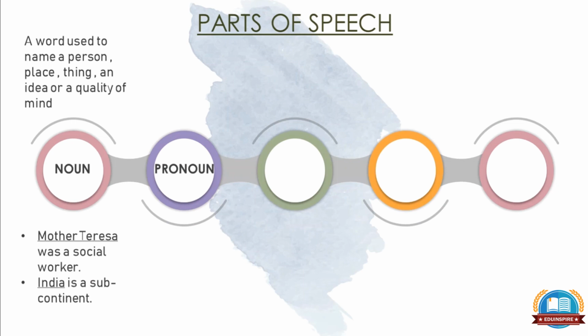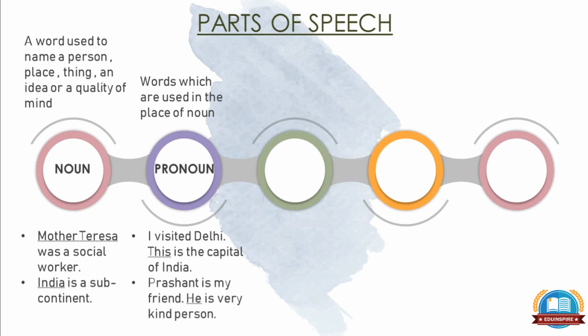The second part is pronoun. Words which are used in the place of a noun are called pronouns. For example, I visited Delhi. This is the capital of India. Prashant is my friend. He is a very kind person. In the first example, this is underlined because it is talking about Delhi. In the second example, he is underlined because it represents the person, that is Prashant.